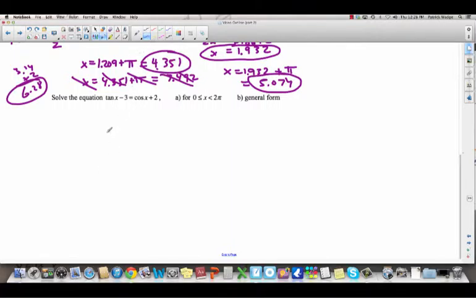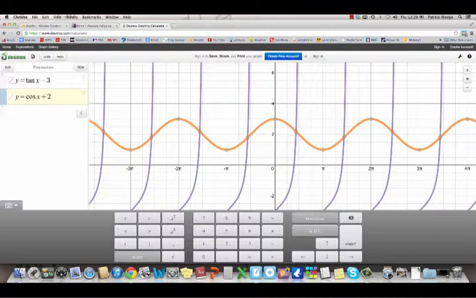So we're going to graph two things. We're going to graph y equals tan x minus 3. We're going to graph y equals cosine x plus 2. And you're going to see where they cross each other. Y equals cosine x plus 2 looks like that. And we end up with this. If we want all the answers between 0 and 2 pi, we look for where they cross each other.